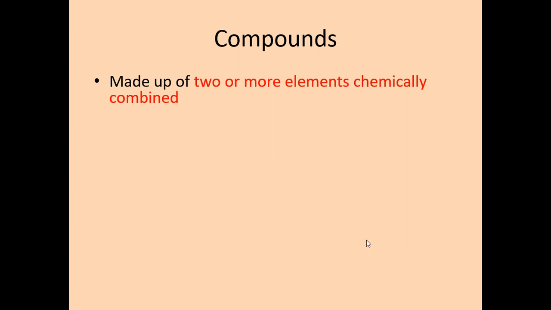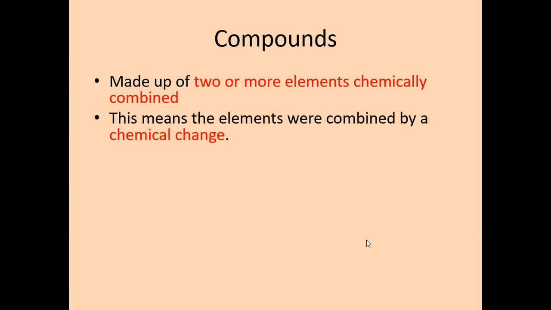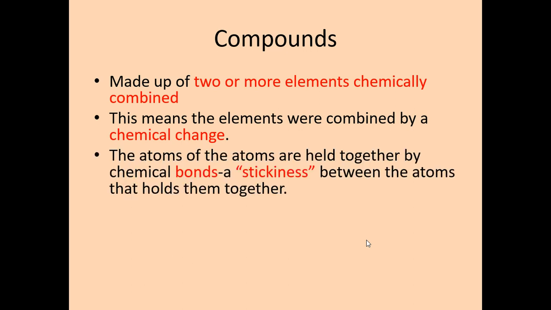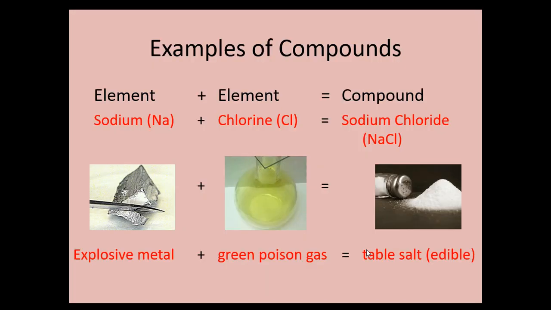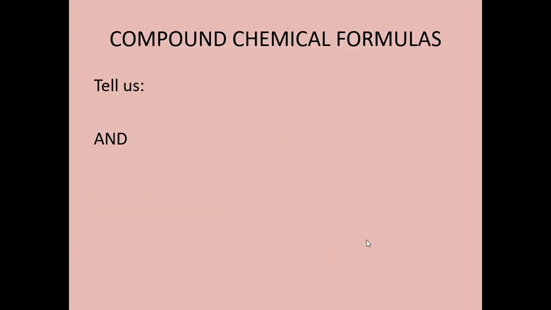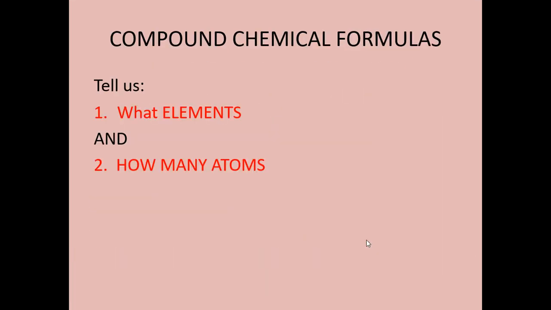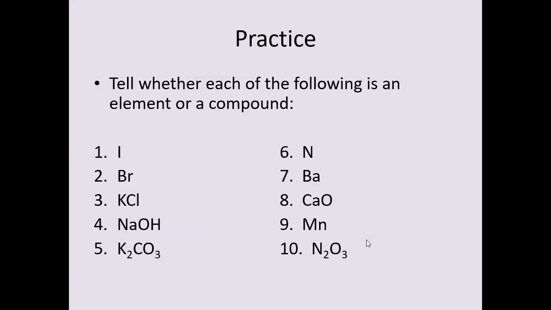So compounds are made up of 2 or more elements that are chemically combined. This means that the elements were combined by some type of chemical change. All right. So when you're looking at a chemical formula, you're trying to figure out what elements are present and then how many of that particular element or atom are present. So here for number 1, do you believe that that's one element or more than one element?